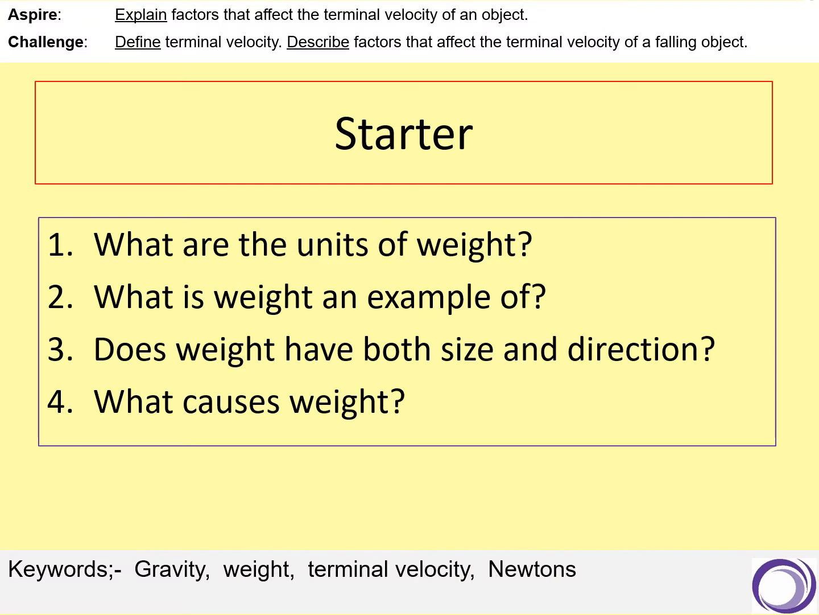So I just want to recap this bit here on what weight is. It's something that people get very confused about because we use it wrong nearly every day. So what are the units for weight? What is a weight an example of? Does weight have both size and direction? And what causes weight? So 1, 2, 3, and 4, a couple of words for answering these ones. I'll give you 1 minute, off you go.